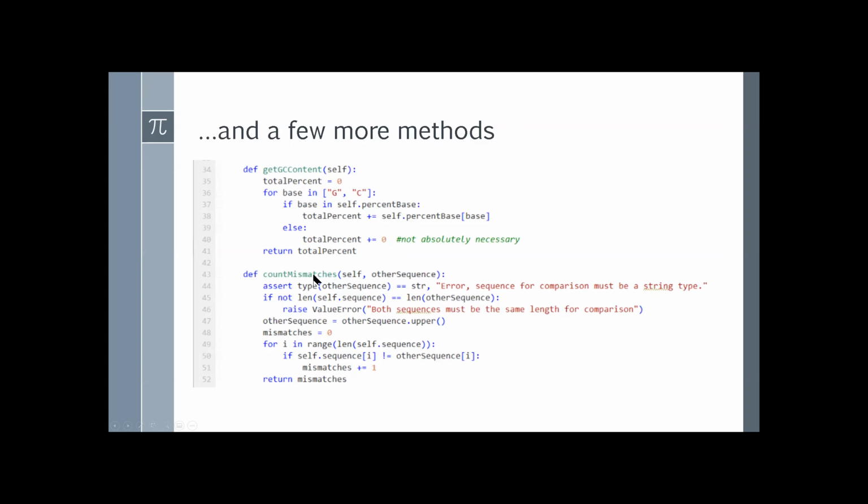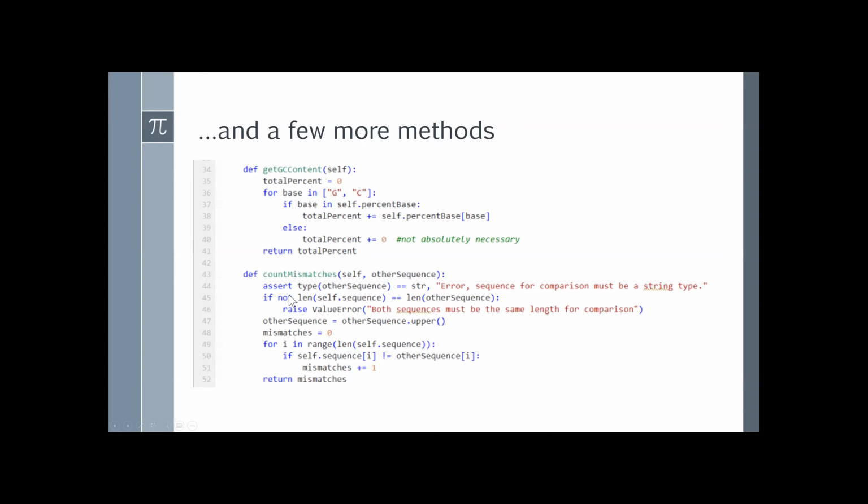I also have a count mismatches function, or count mismatches method, and this one needs another sequence. I want to introduce something called the assert statement. So this is another way of dealing with people handing me weird stuff. And here I'm saying assert the type of the other sequence is a string. And so if the other sequence is something that is not a string, then it's going to throw an error, it's going to actually crash out the program saying that the assertion was not met.